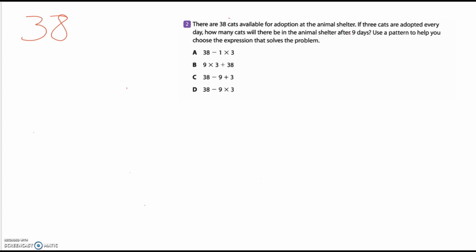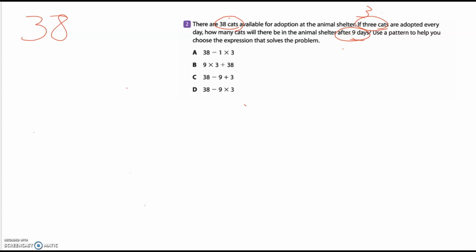Number 2, there's 38 cats for adoption at the animal shelter. If 3 cats are adopted every day, how many cats will there be at the animal shelter after 9 days? Use a pattern to help you. Again, they don't really want to know the answer to this question. They want to know which one of these number sentences could solve it for you. So first of all, I know that I need the number 38, the number 3, and the number 9. Those are the 3 numbers I need.